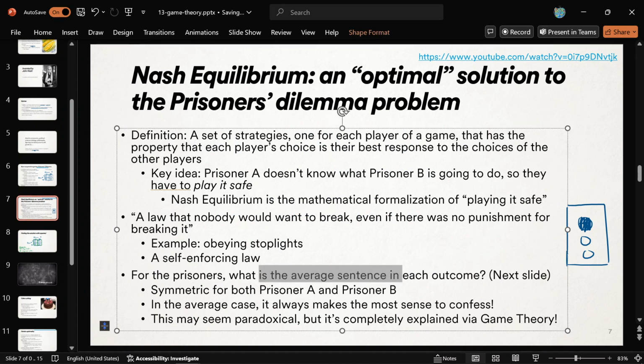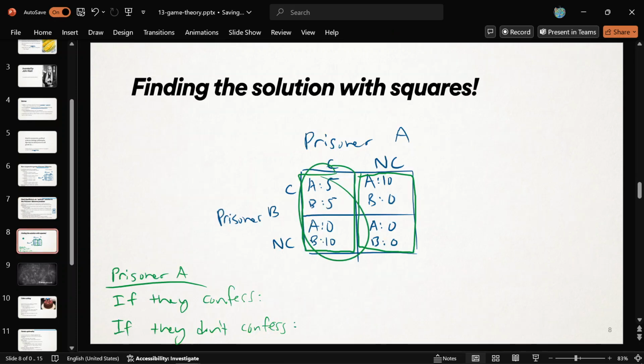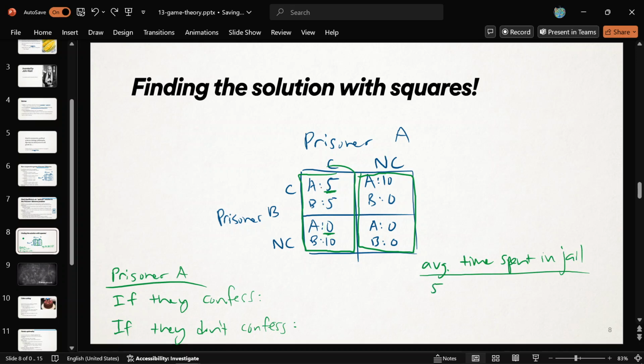What is the average sentence for prisoner A if they confess? Well, if B confessed, they're getting 5. If B did not confess, but you did, prisoner A, you're getting 0 years in jail. And they have no control over the 5 or the 0, which one they're going to get. So we're just going to take the average, right? So if prisoner A confesses, what is the average time they're going to spend in jail? All right, so that's going to be 5 plus 0 over 2. So that's 2.5 years on average if they confess.